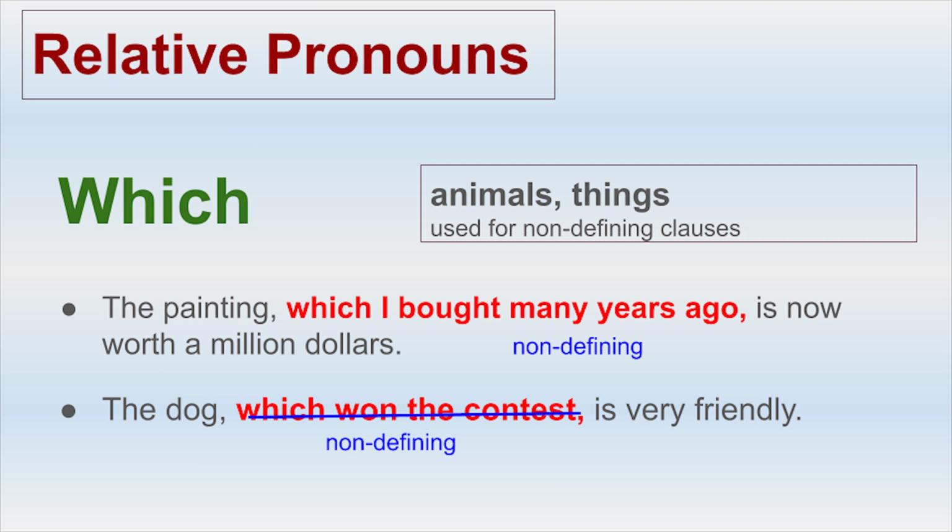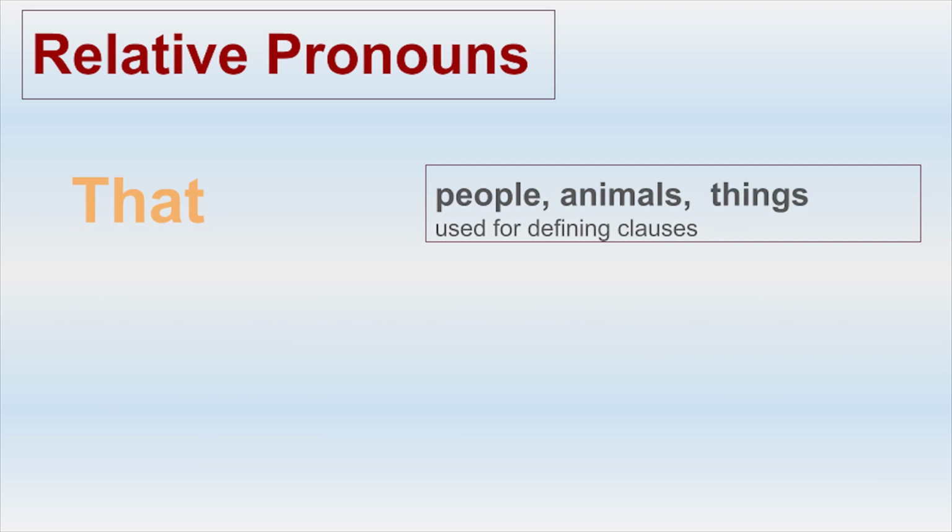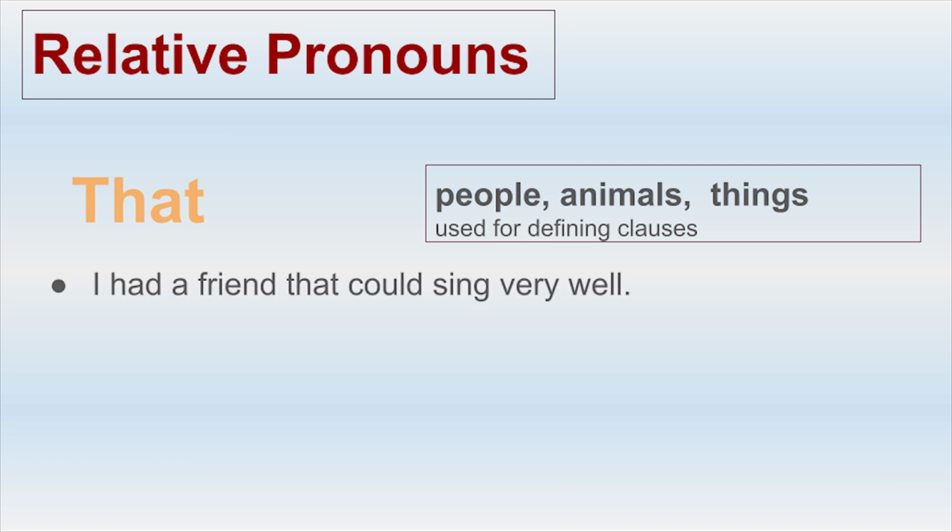We use the relative pronoun that to refer to people, animals, and things. It is used only as a defining clause. It cannot be removed from the sentence. Here's an example when that is used to refer to people. I had a friend that could sing very well. That could sing very well is the defining relative clause.